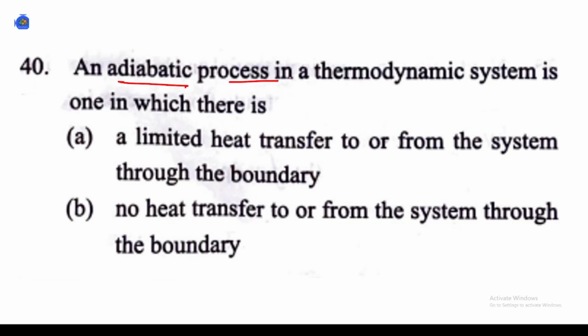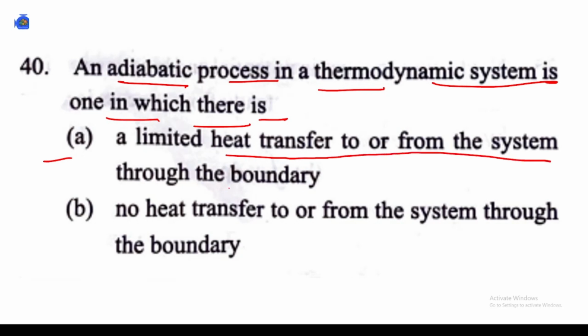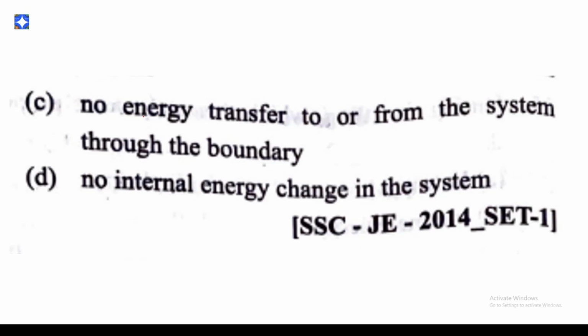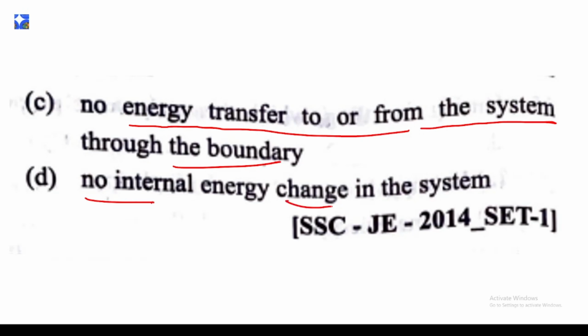An adiabatic process in a thermodynamic system is one in which there is, so we have been given options. Option A, a limited heat transfer to or from the system through the boundary. Option B, no heat transfer to or from the system through the boundary. Option C, no energy transfer at all to or from the system through the boundary. Option D, no internal energy change in the system. It was asked in the same year 2014, set 1.